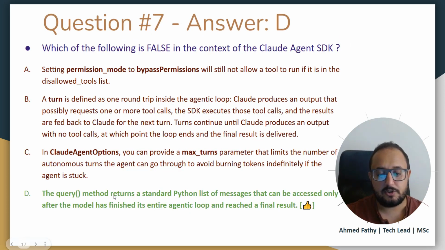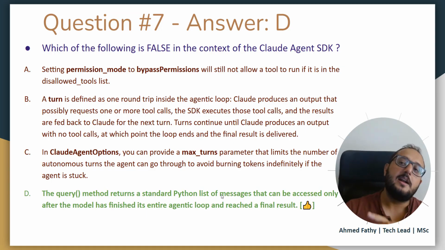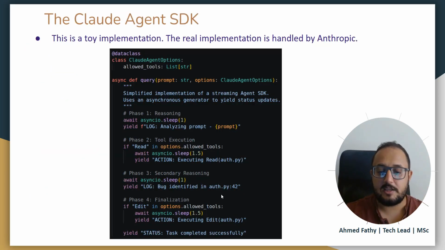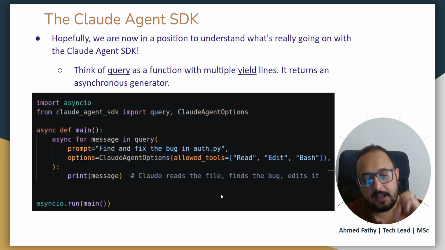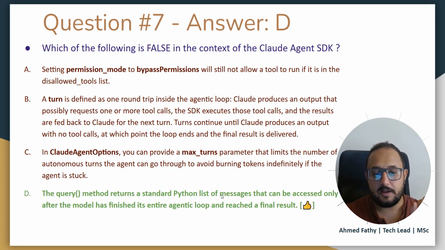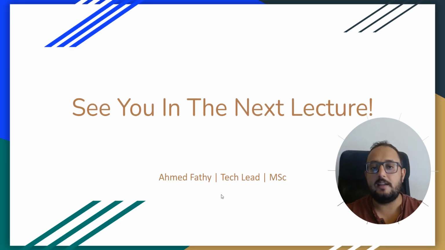The query method returns a standard Python list. That is not correct, right? Because it returns a generator. Now, I also would like to say that for the Claude Certified Architect exam, they will not ask you about syntax. I'm just explaining those things for you to really understand what's going on under the hood. And by this, see you in the next lecture.